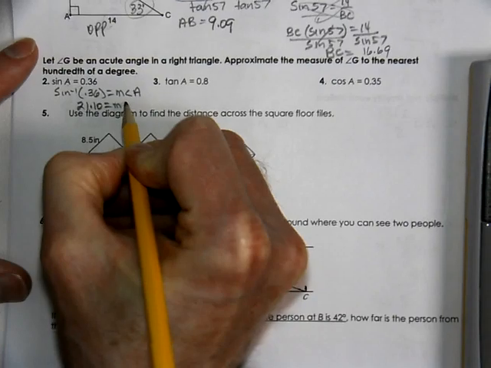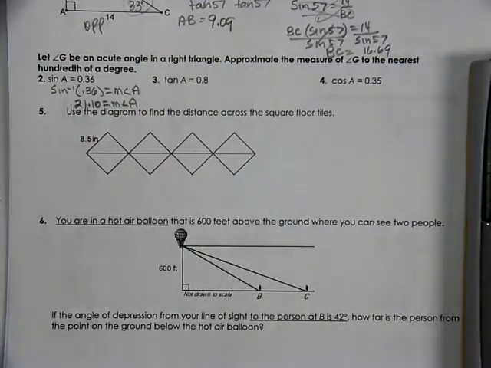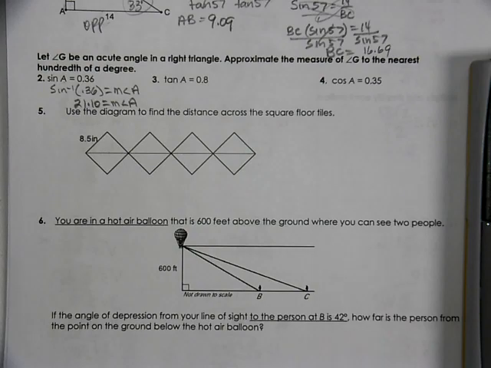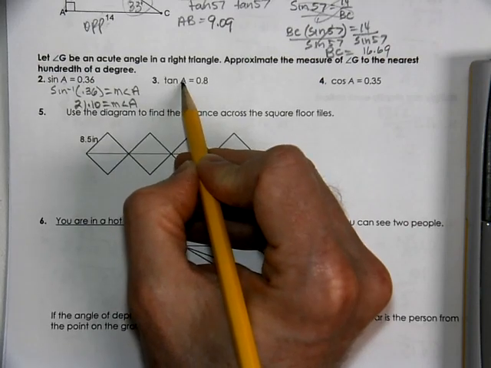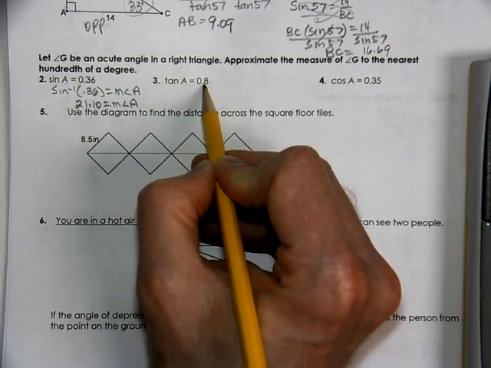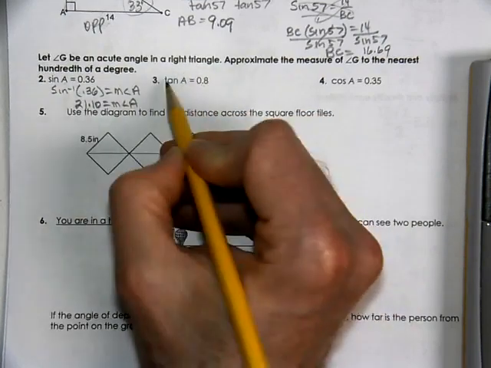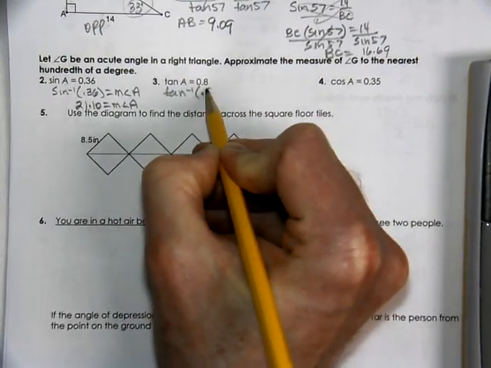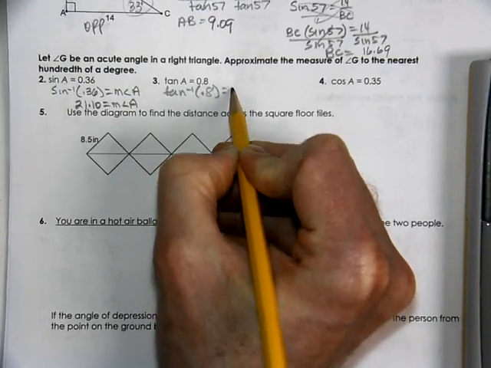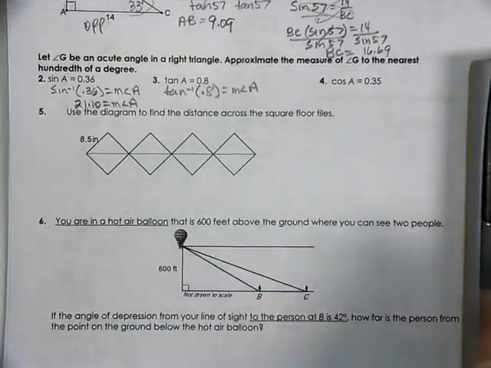You should definitely be following along with your calculator. Do you know how to type these in? Do you know how to get inverse? Now they're talking about the tangent of A has this ratio. So tangent inverse of 0.8 equals the measurement of angle A.